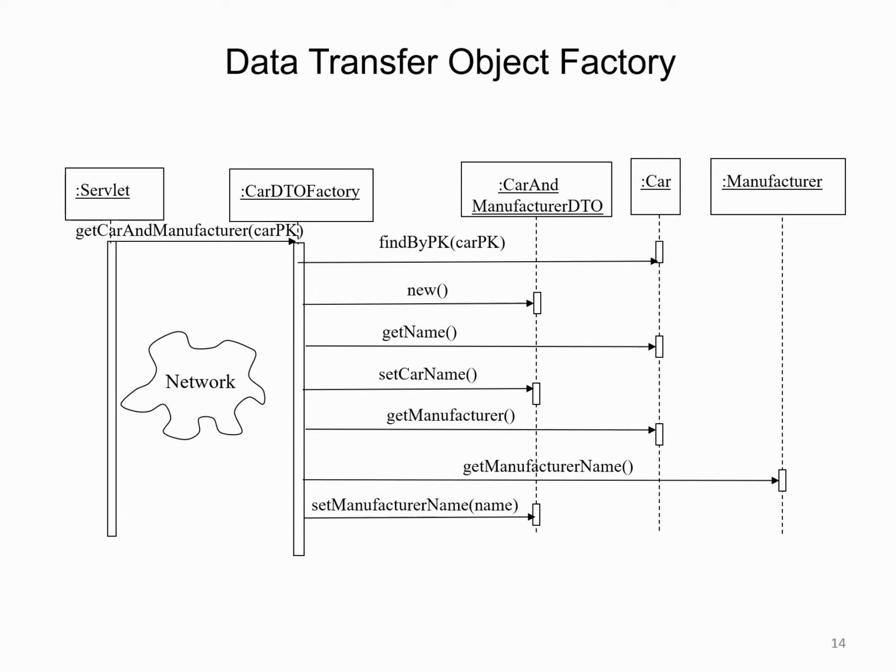Another approach would be to do as shown here on the sequence diagram, which is to have this car DTO factory, which is a factory method. That's another design pattern. And the factory method in here is going to find the car information using the persistence API, which will get the car entity object and the manufacturer entity object, and then call the various get methods to obtain the data and put that data into the car and manufacturer DTO as one object, and then send that one object across the network.